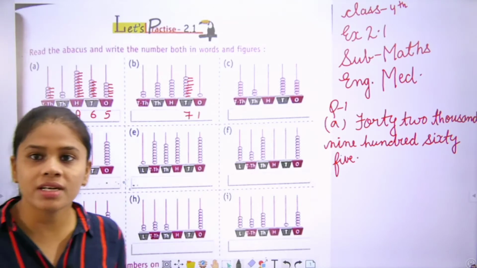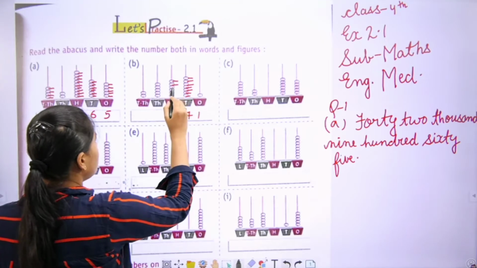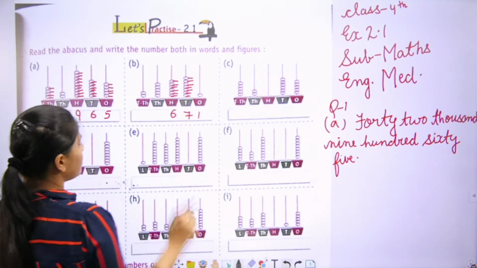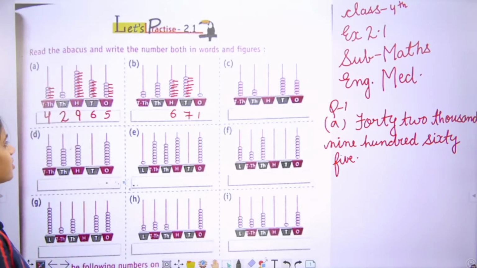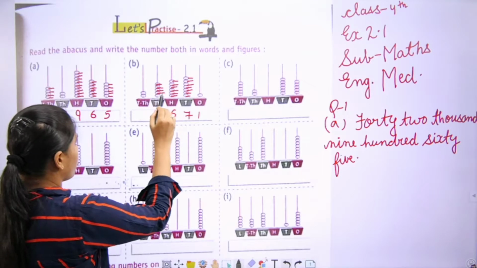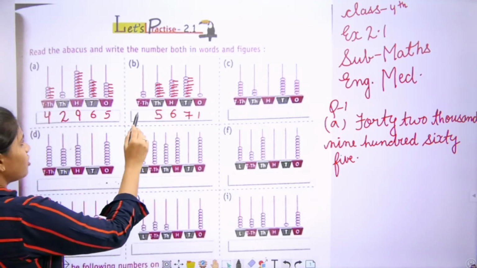How many beads in 100 side? Let's count. 1, 2, 3, 4, 5, 6. We will write here 6. Next, 1000 side. 1, 2, 3, 4, 5. In 10,000 side, there are 2 beads.